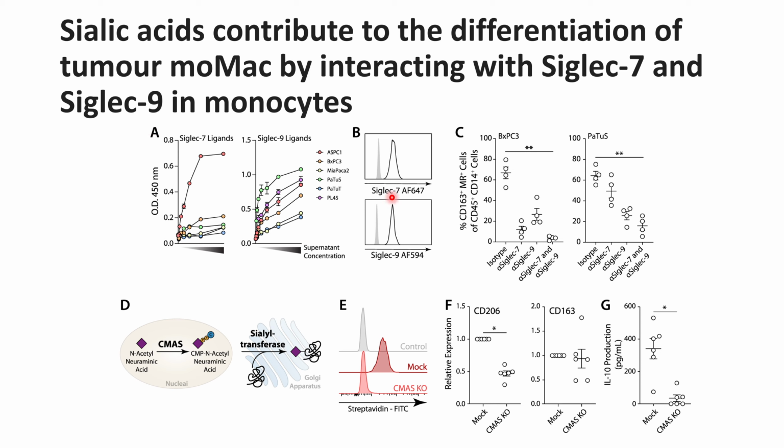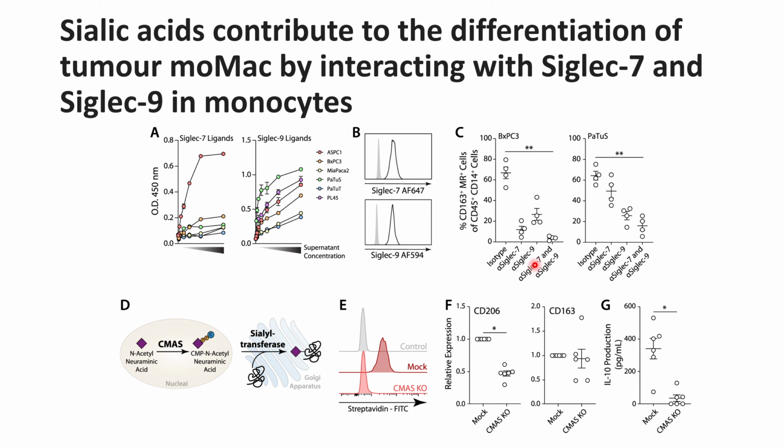So in order to check this, they first checked the supernatant of these pancreatic cell lines, whether they have any Siglec 7 or Siglec 9 ligands or not, and they can see that the supernatants of these pancreatic cell lines have the Siglec 7 and Siglec 9 ligands. And the presence of Siglec 7 and Siglec 9 ligands is also validated using flow cytometry.